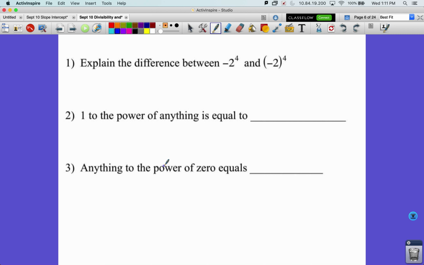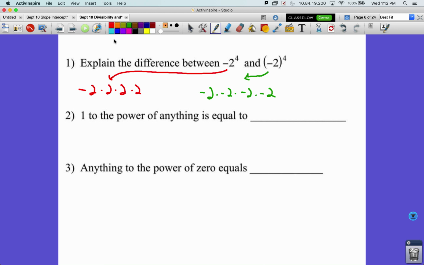What's the difference between negative 2 to the 4th and, in parentheses, negative 2 to the 4th? Well, let's expand these out. Negative 2 to the 4th, that negative is actually a multiplication step and comes after the exponent in PEMDAS. So what this one means is negative 2 times 2 times 2 times 2. Versus this one here, negative 2 to the 4th with the parentheses, this means negative 2 times negative 2 times negative 2 times negative 2.